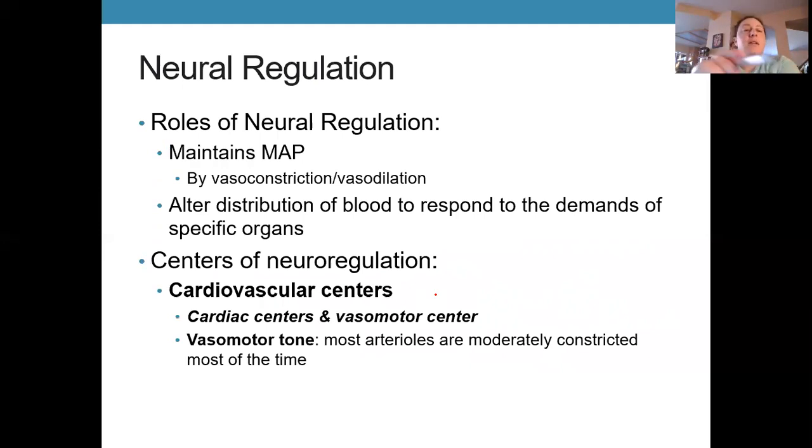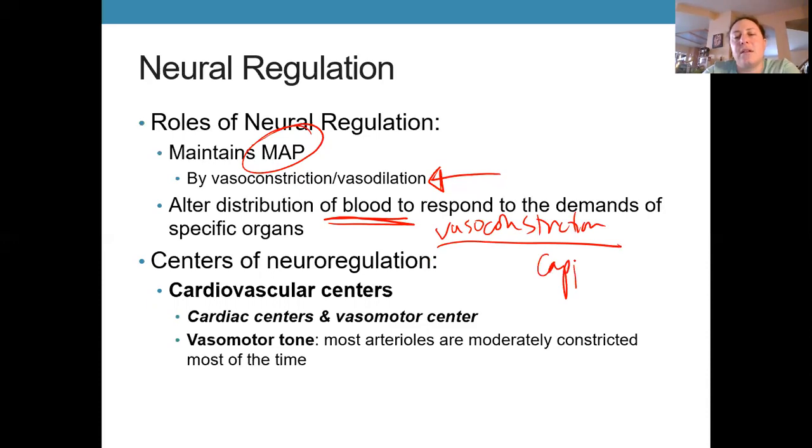So neural regulation is all about monitoring your mean arterial pressure and adjusting the diameter of your blood vessels to maintain an appropriate pressure level. It can also alter perfusion. So it can alter the distribution of blood in response to the demands of specific organs. And it does this by vasoconstricting at key junctions and potentially cutting off capillary beds with those metarterioles.